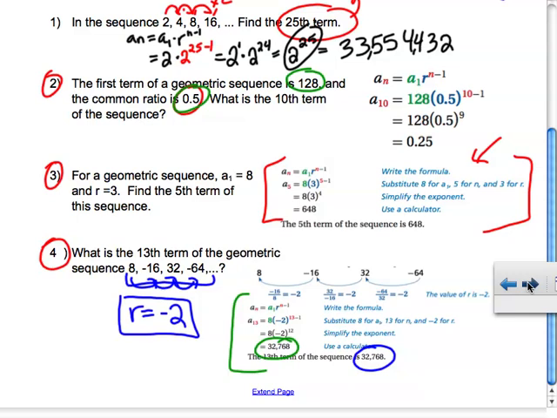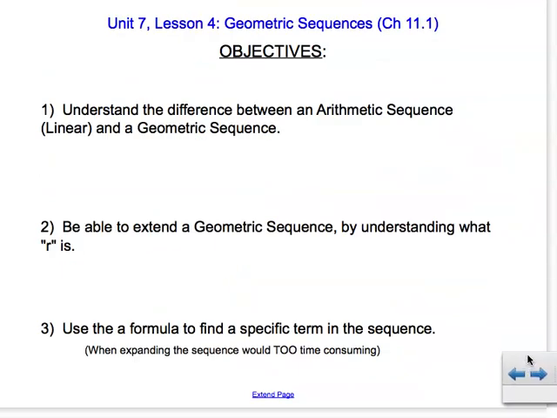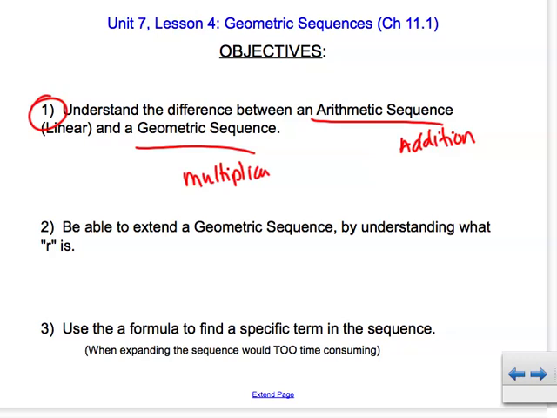Okay? Those are all of our objectives for today. If you're feeling like you want a refresher on any of these things, go back and listen to that section of the video. Remember, our first thing was to understand the difference between arithmetic and geometric. Remember, arithmetic is always an addition as you move along in the sequence, and geometric is always a multiplication. If it looks like it's division, you're simply multiplying by a fraction.